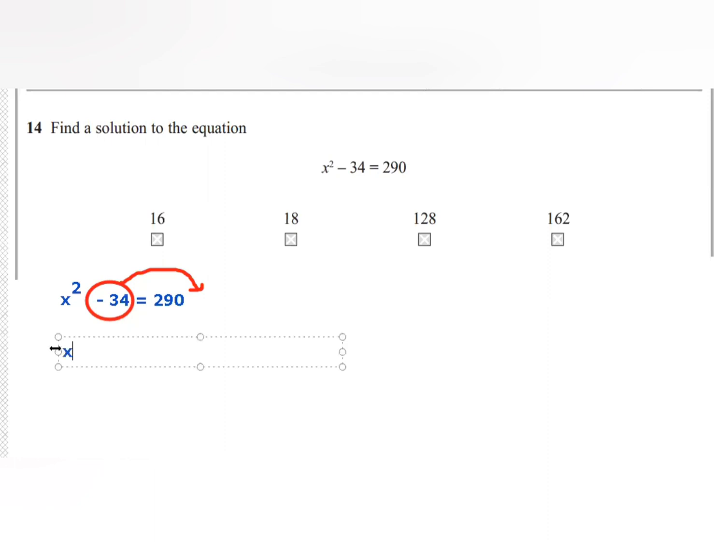So we're going to have x squared equals, focus on steps of algebraic equations, 290 plus 34, okay? Now, 290 plus 34 equals 324. So x squared equals 324.